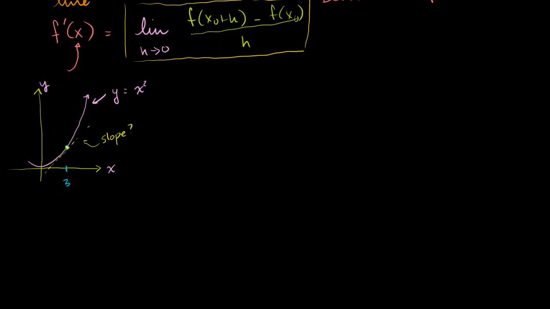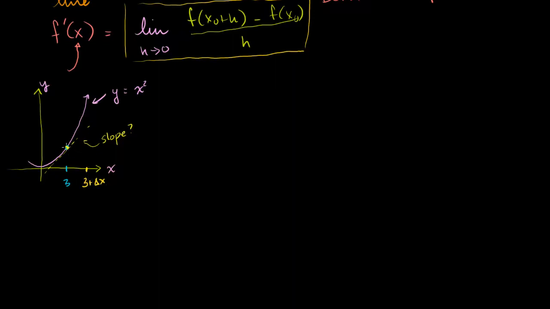So let's take some other point up out here. Let's call this 3 plus delta x. I'm changing the notation because in some books you'll see an h, some books you'll see a delta x. Doesn't hurt to be exposed to both of them. So this is 3 plus delta x.